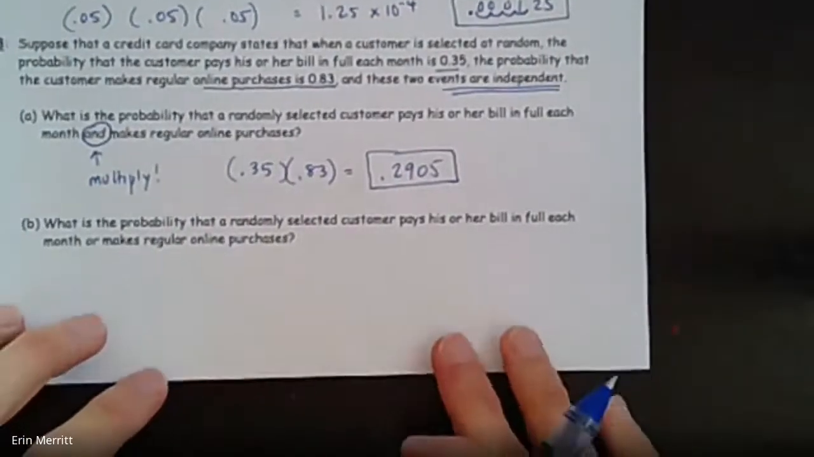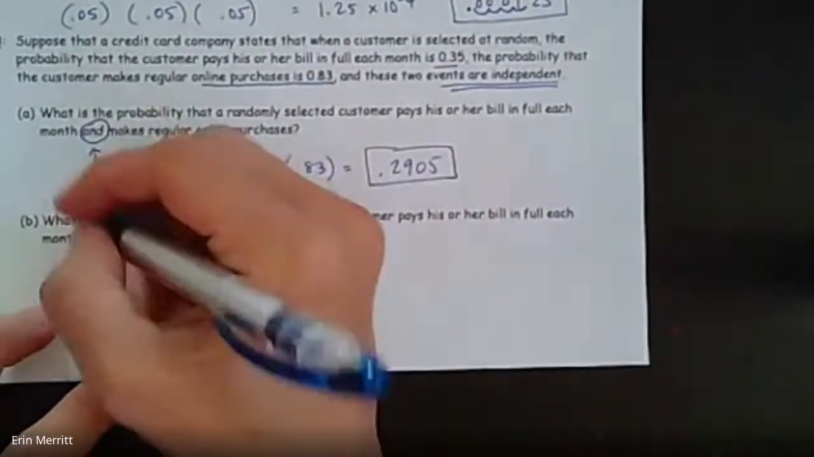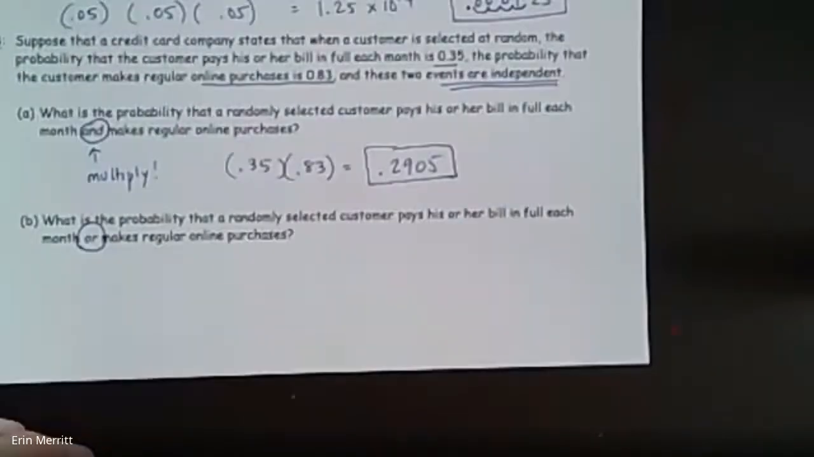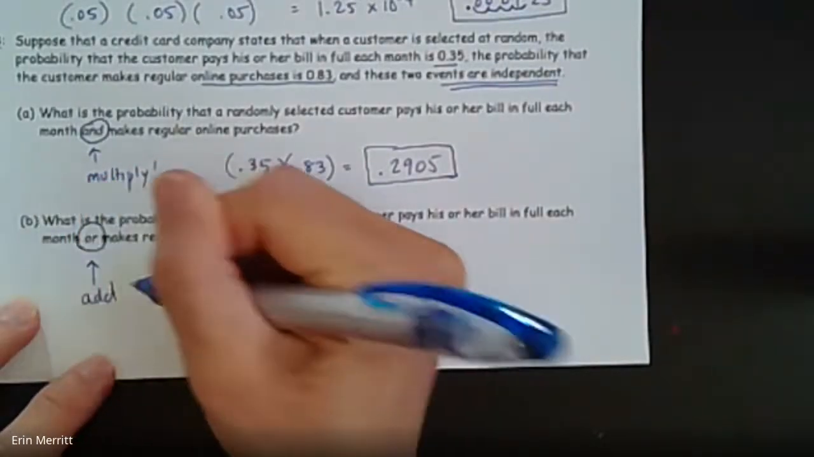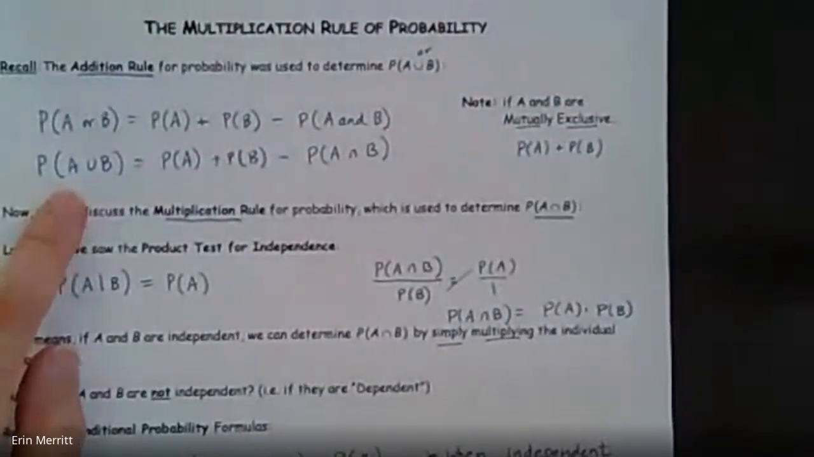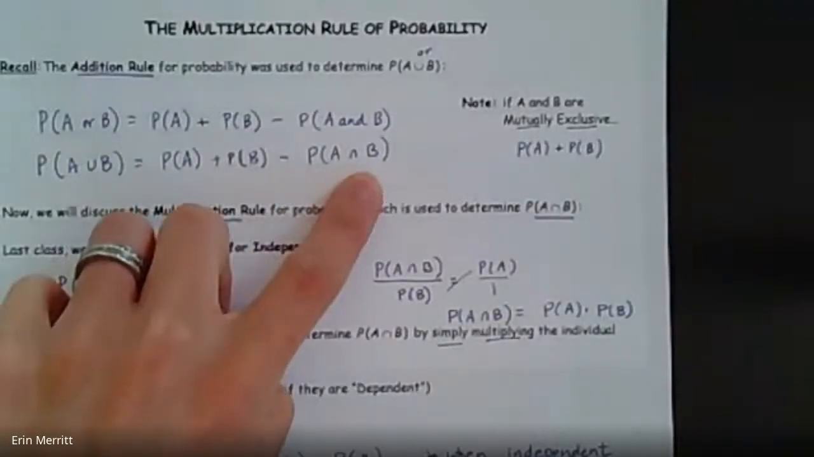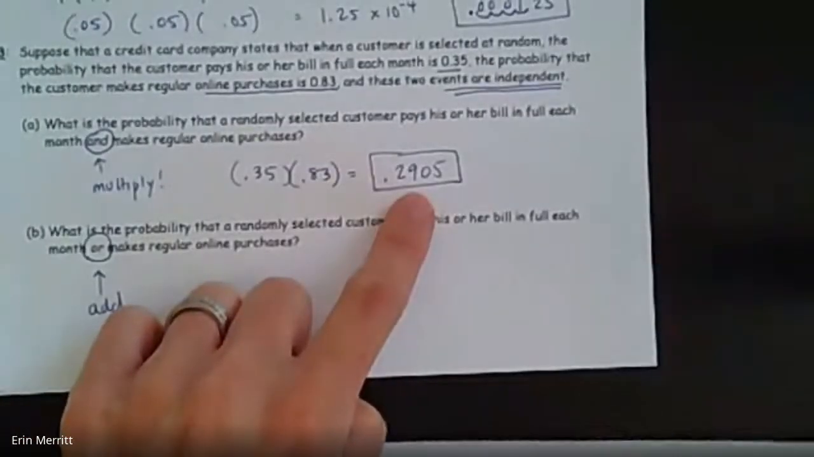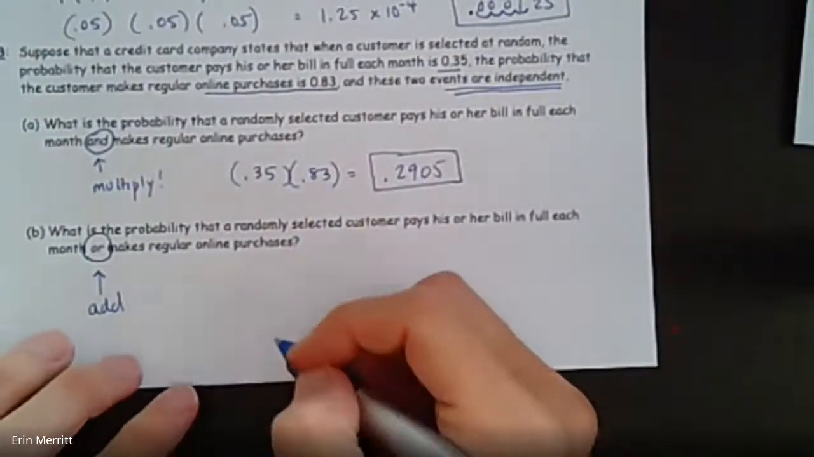All right, what is the probability that a randomly selected customer pays the bill in full each month or makes regular online purchases? Okay. Or we said translates to, we are going to add. But what you want to remember is from the first page, and I can bring that right back here. When we are adding, you have to add one plus the other, but then subtract anybody that's in the overlap. And we got right here, we got about 29% in the overlap that do both.